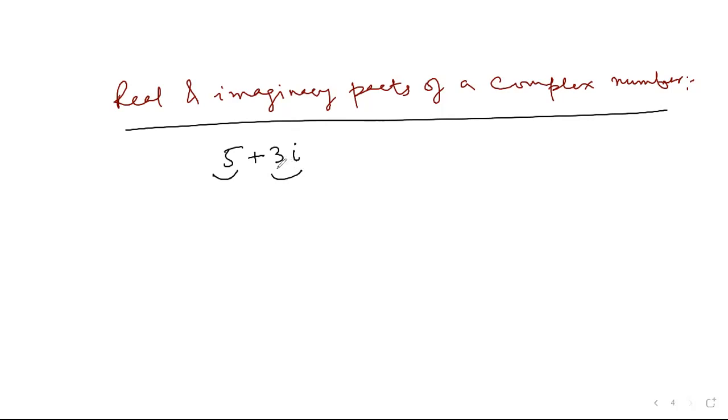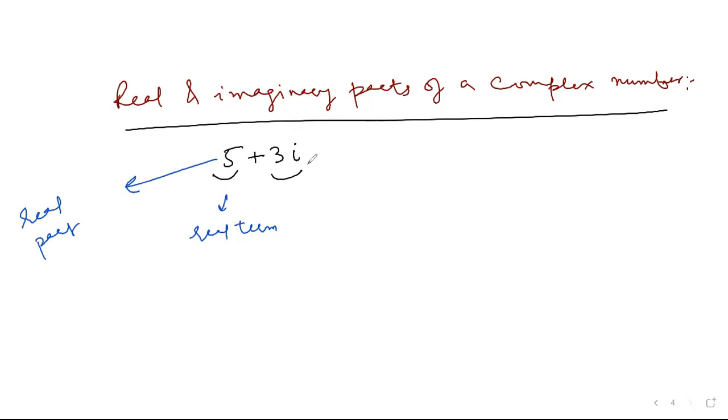The real term, the term not containing iota, we use another color here. So this term is called the real term. The term which does not contain iota is the real part of this complex number. So 5 is called the real part of this complex number 5 plus 3 iota, right?